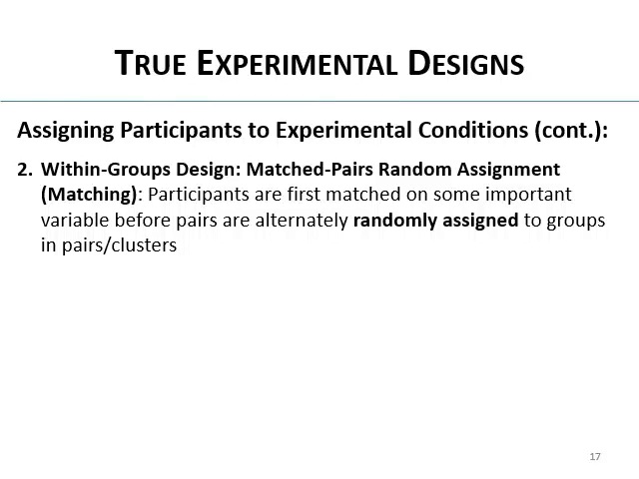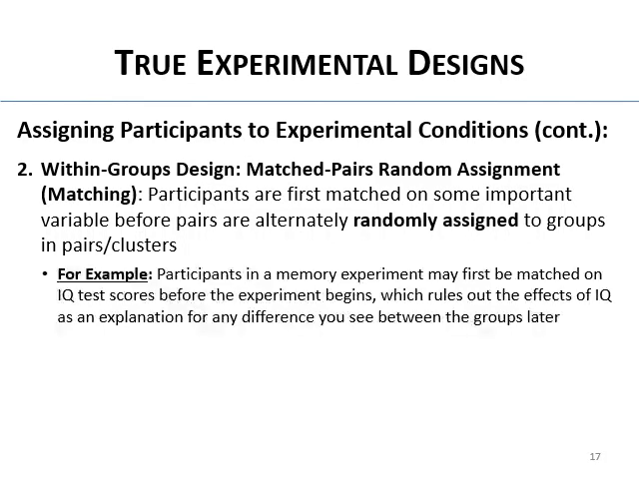So for within groups designs, you can do matched pairs random assignment. That's like matching, like with the parking ticket writers. So the participants are first matched on some important variable before the pairs are alternately randomly assigned to groups in pairs or clusters. So again, you match them up, randomly assign one person to one group, the other one by default ends up in the other group.